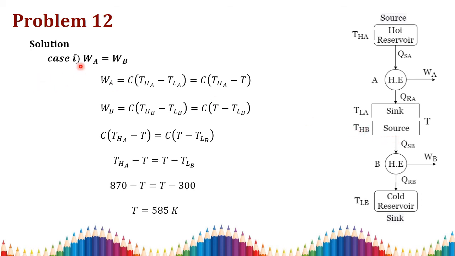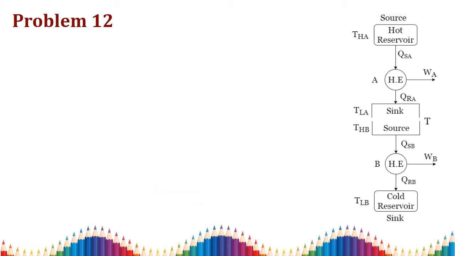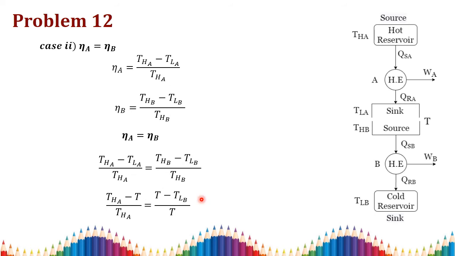Then, in the problem it is given that work done of A is equal to work done of B. So we can equate these two equations. You will get THA minus T is equal to T minus TLB. You can solve this equation to get T is equal to 585 Kelvin. For the first case, we have found the temperature T is equal to 585 Kelvin. And in the second case, they have given that efficiency A is equal to efficiency B. Okay, what is the formula for Carnot efficiency for heat engine, the efficiency of A?